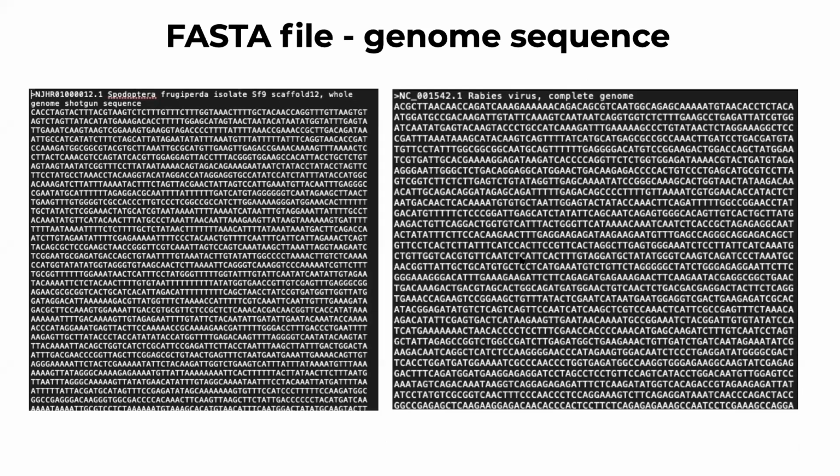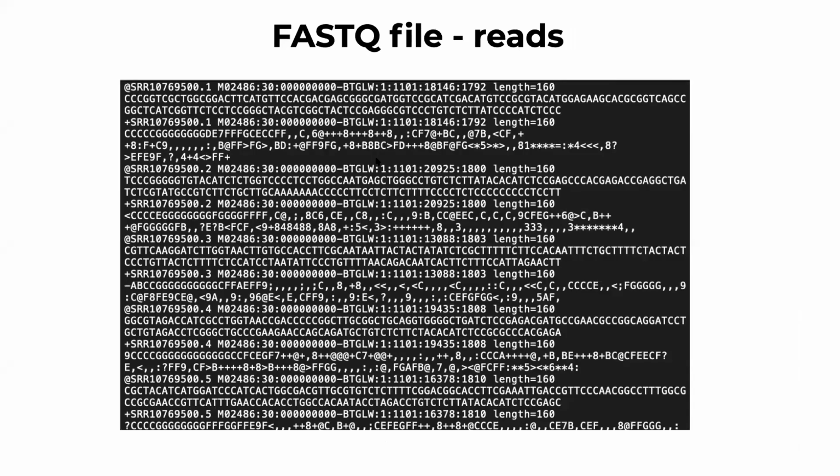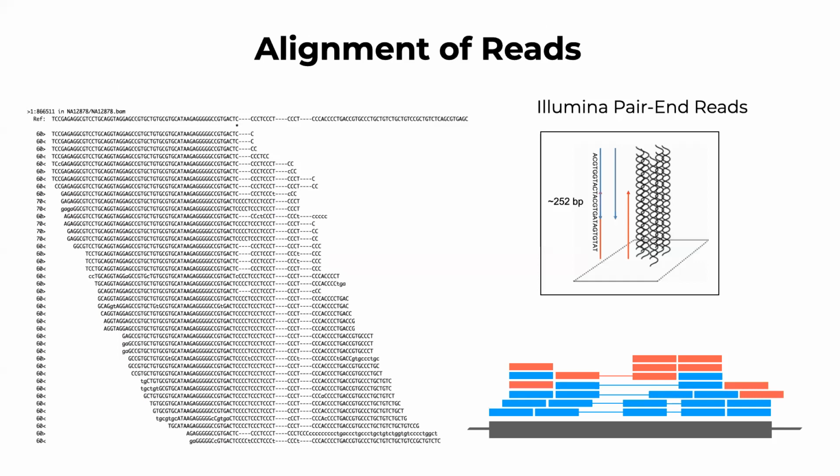In the FASTQ file, you have those individual reads, and those individual reads will also have an ID, and then they will have a length, and the sequence of that length. In addition to that, you'll have a quality of the reading coming out from that sequencer. So after those reads are coming out, those reads have to be aligned to the reference genome, and this is kind of what it looks like.